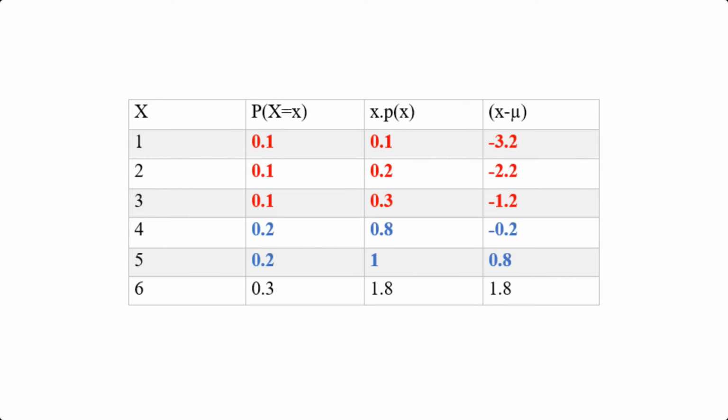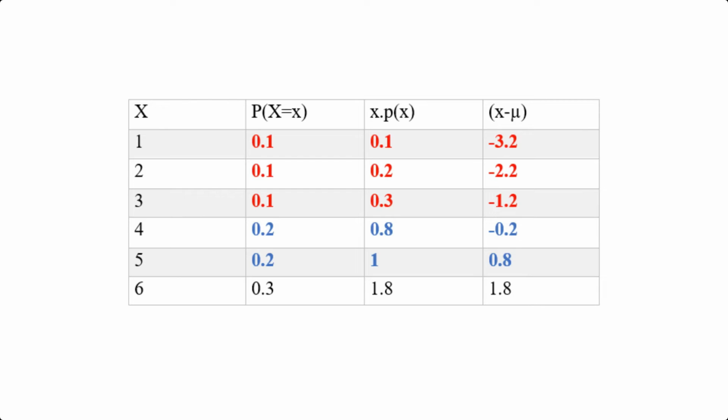And when we do the math, 1 minus 4.2, we have minus 3.2. 2 minus 4.2, we have minus 2.2. 3 minus 4.2, we have minus 1.2. 4 minus 4.2, we have minus 0.2. 5 minus 4.2, we have 0.8, and 6 minus 4.2, we have 1.8.